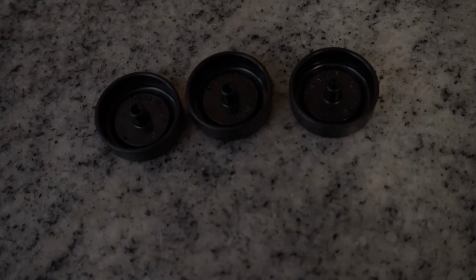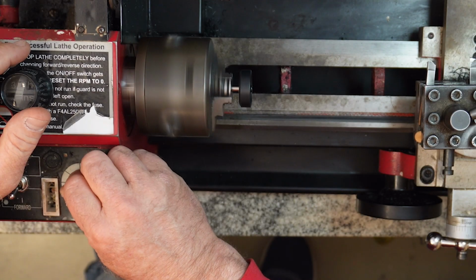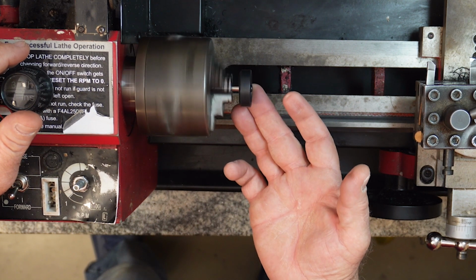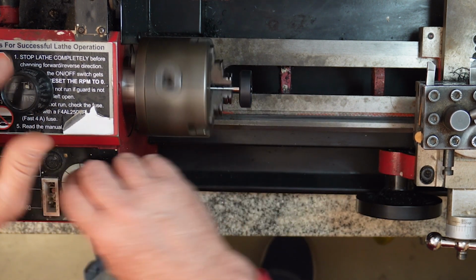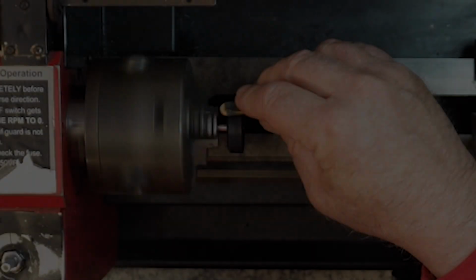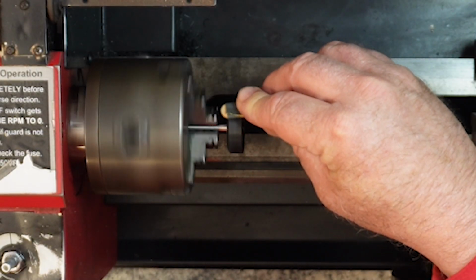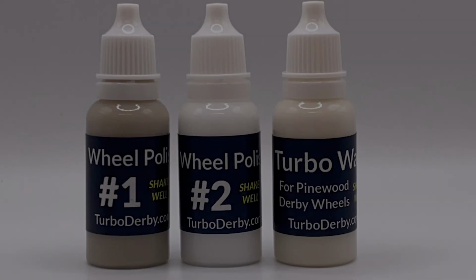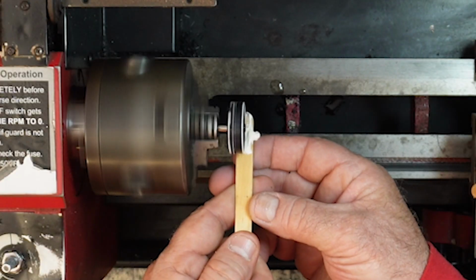Now that we know what three wheels we will be using, I'm going to polish the treads, the hubs, and the bores. Now, for the sake of this video, I'll be using my lathe to spin the wheel, but I'm not going to remove any mass. I use my lathe, but you can do the same thing with a drill or a drill press. Now, I'm going to start with the treads. I'll start with 1,000, 2,000, 3,000 grit sandpaper, and then I'm going to use the number one and the number two turbo polish on a craft stick to make them shine.